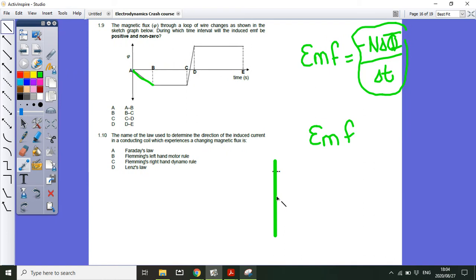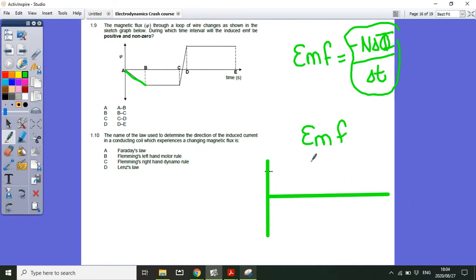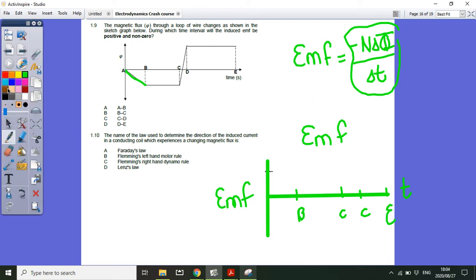Come back line. And we want the EMF graph. There we go. So we have EMF here versus time. I'm going to draw it for all those intervals. So if we have A, B, C, D, and E. Now remember, they often ask you for sketch graphs, and you don't have to do this to scale.